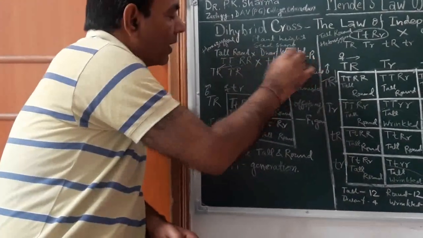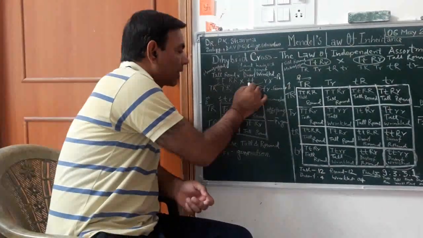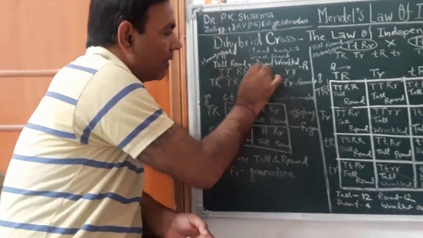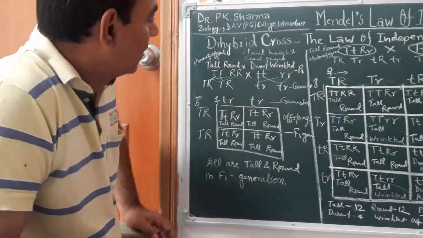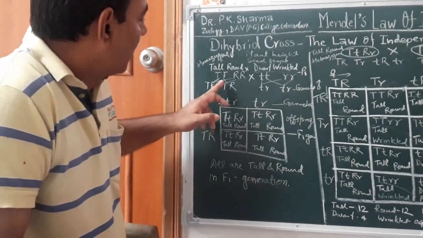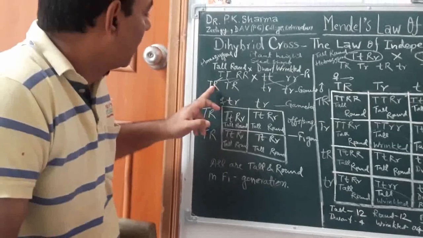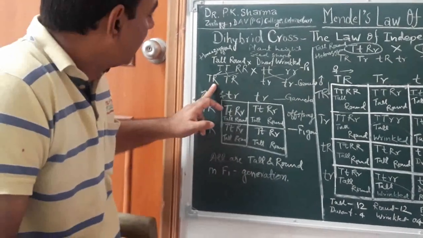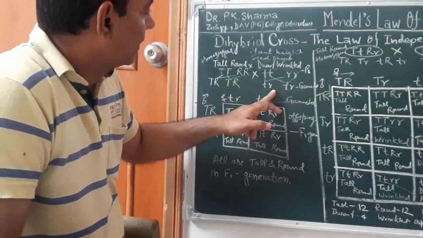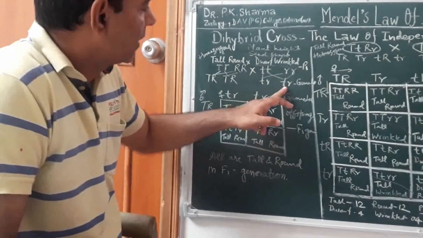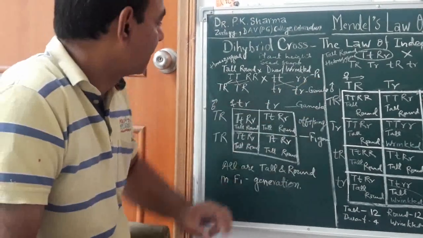The second, opposite variety has dwarf and wrinkled phenotypic expression, and their genotypic expression is small t for dwarf and small r for wrinkled seed shape. Their gametes will be of only one type because they are homozygous. That's why only one type of gamete is formed, capital T, capital R, capital T, capital R, and in the opposite variety, small t, small r, small t, small r. These are the gametes of this P1, the parent generation.